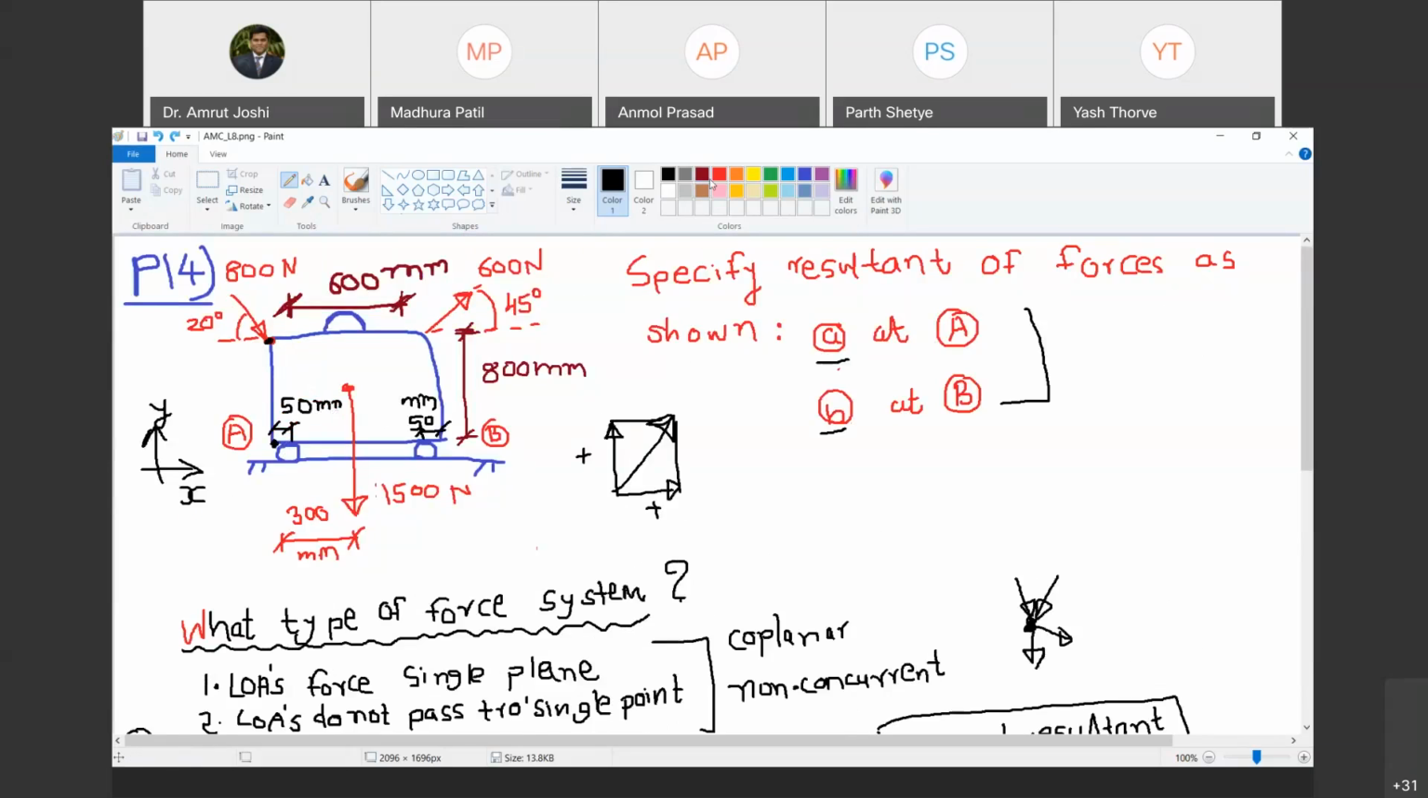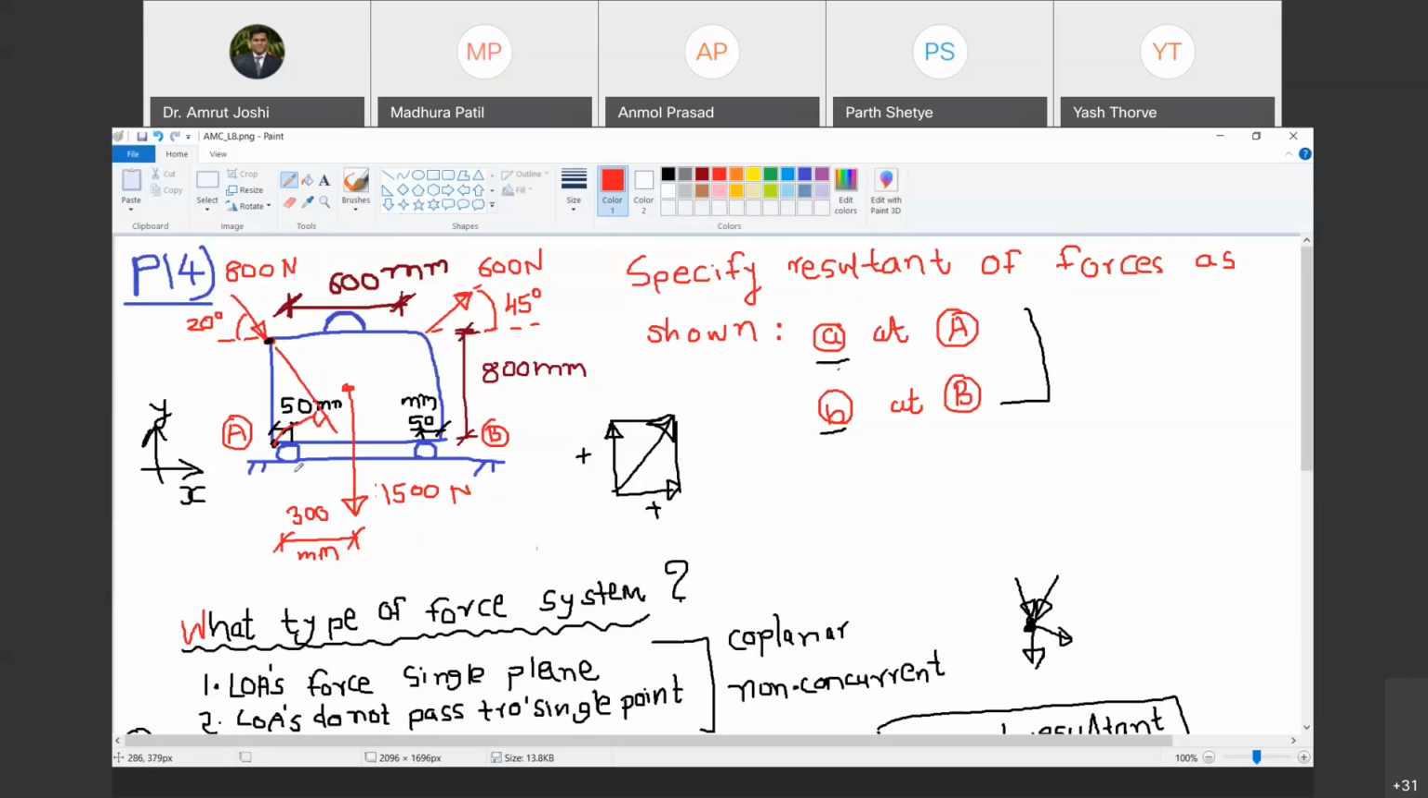I will have to extend this line of action, and I will have to draw a perpendicular from A on this line. Do you agree with me? Yes, sir. Are you with me? And this perpendicular distance multiplied by 800 is going to produce clockwise movement at A. Do you see?